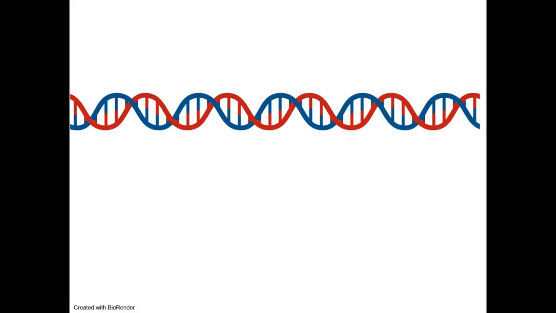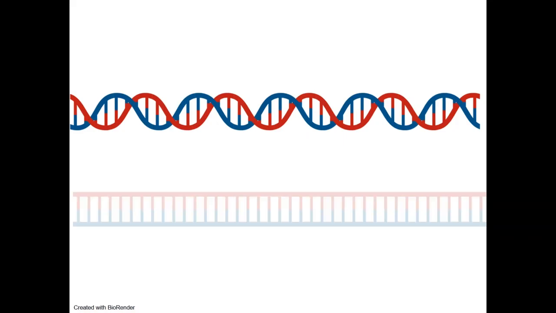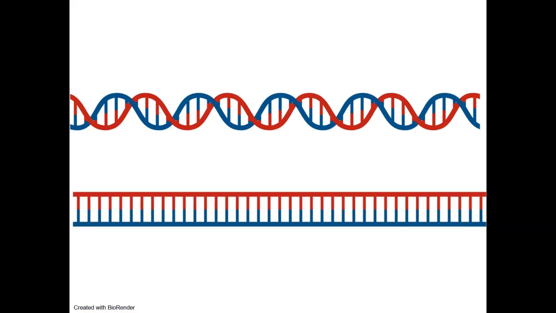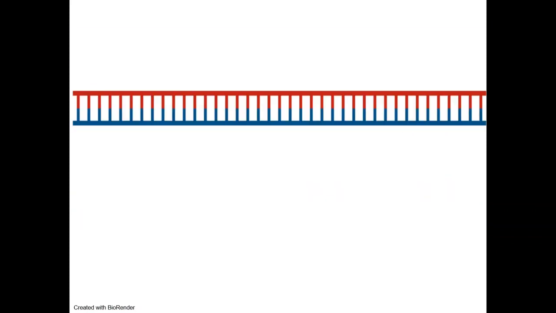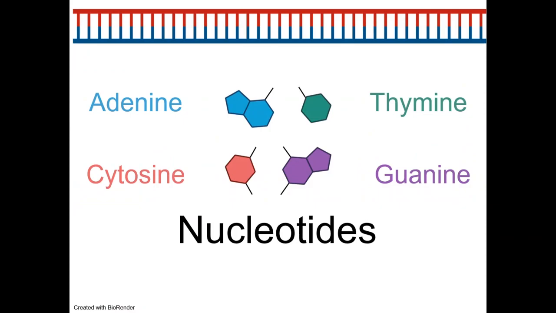The structure of DNA is a twisted double helix. If we untwist the DNA, it looks like a ladder. DNA is made up of 4 different building blocks called nucleotides: adenine, thymine, guanine, and cytosine. Each pair of nucleotides makes up a rung of DNA.